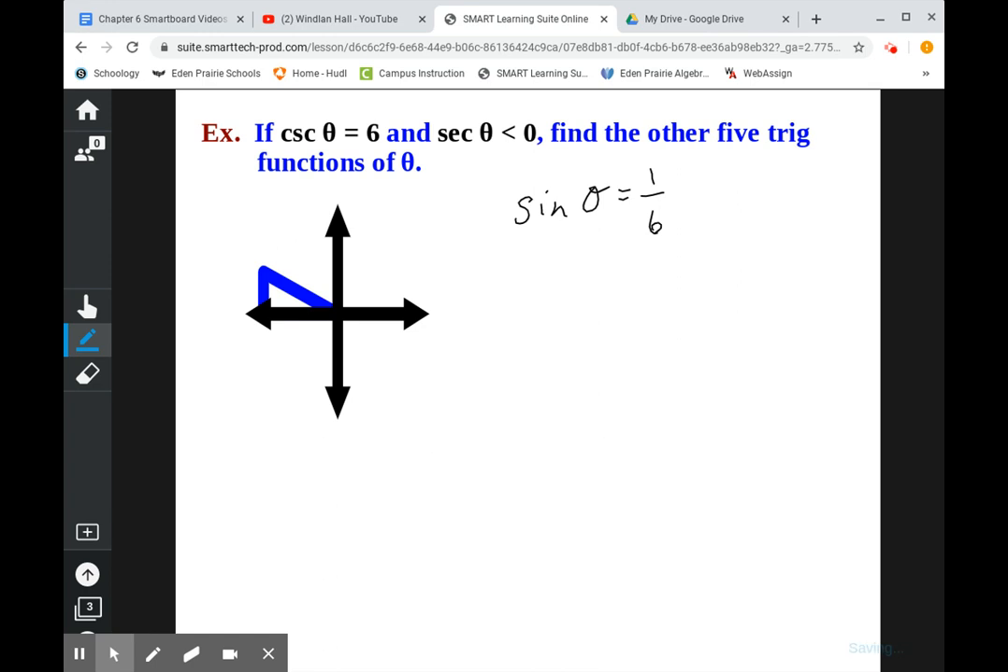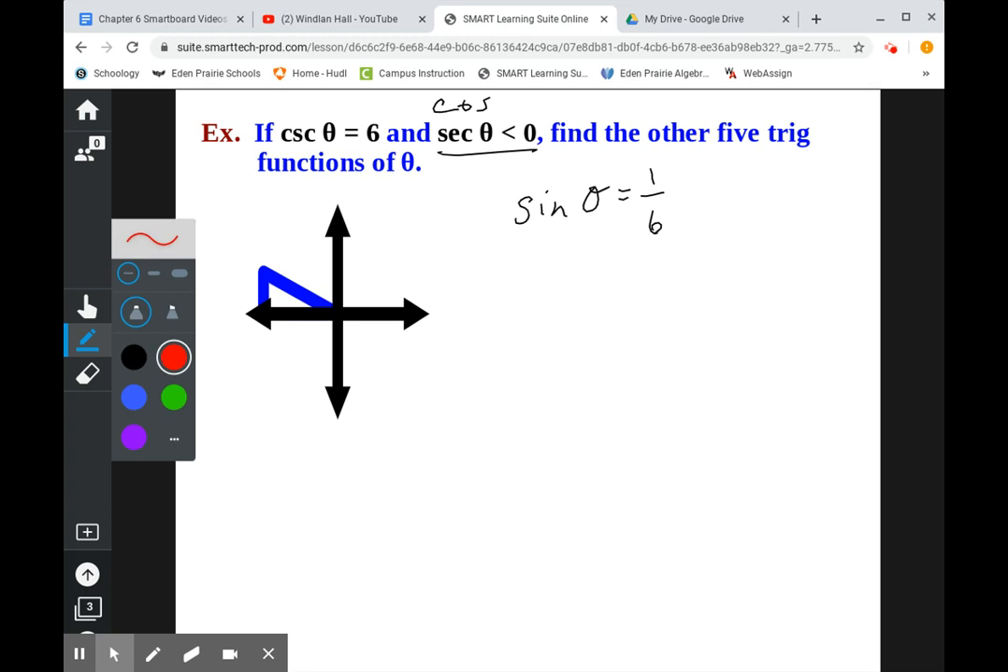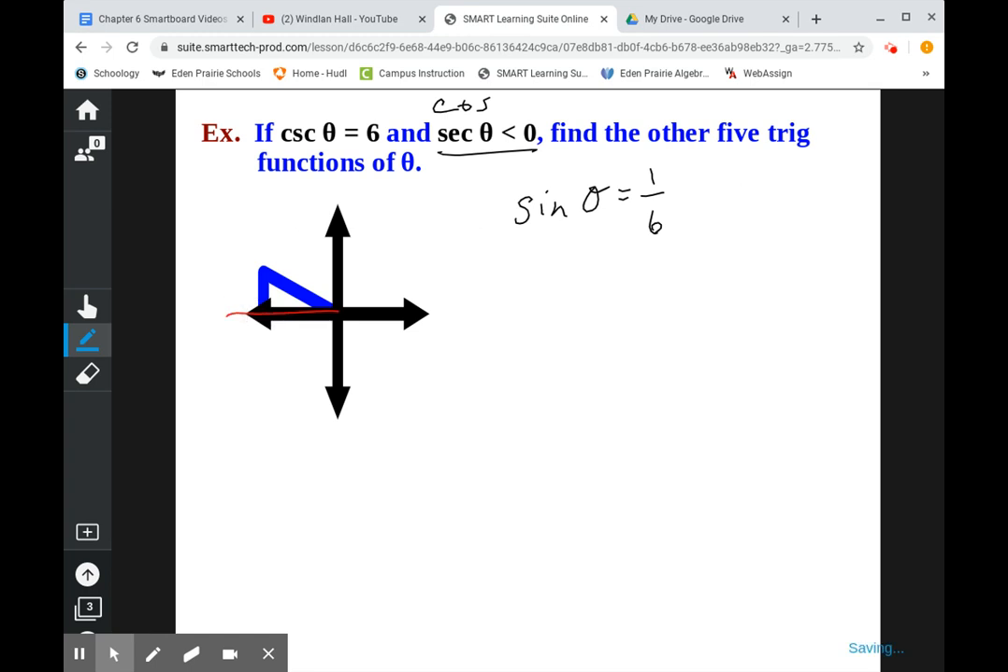And since the secant of theta is less than 0, that means that the secant, which is like the cosine, is negative. So that puts us in the second quadrant, because cosine is negative. So this direction is negative here, cosine, and the sine is positive. That puts us up here at some random point, but in the second quadrant.